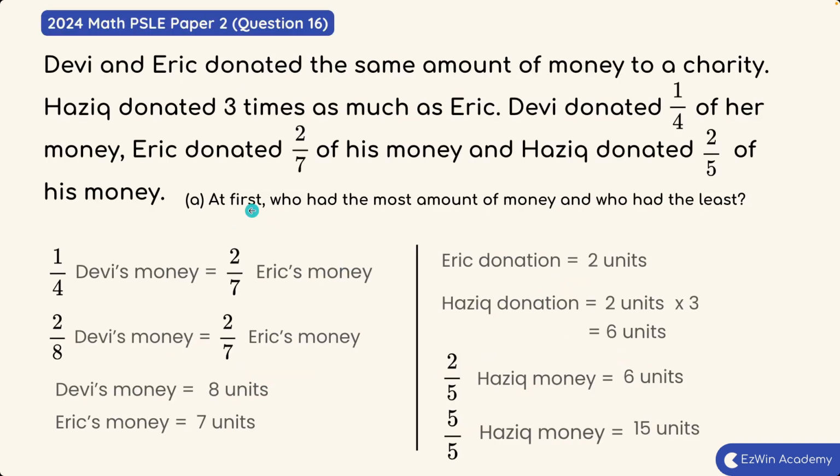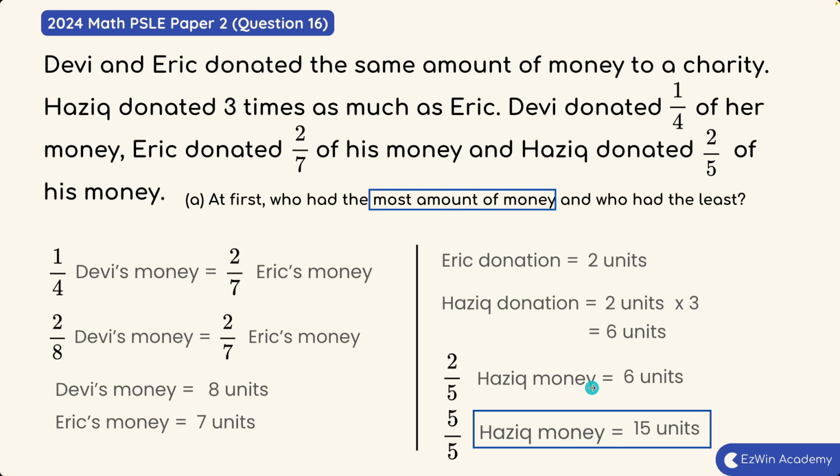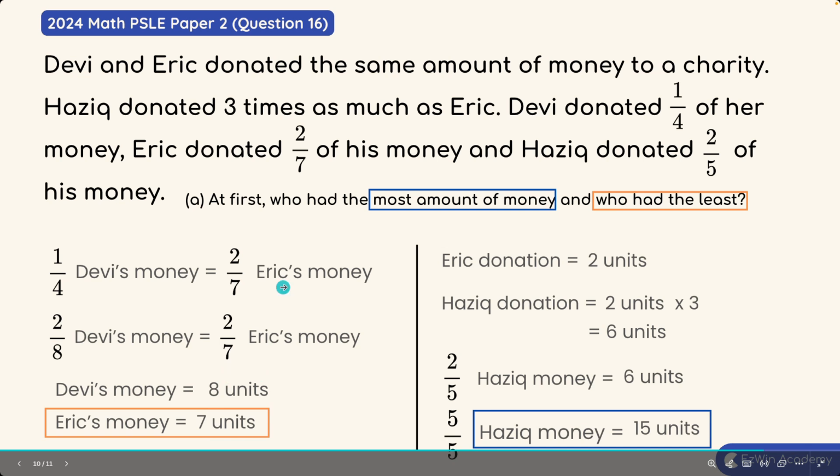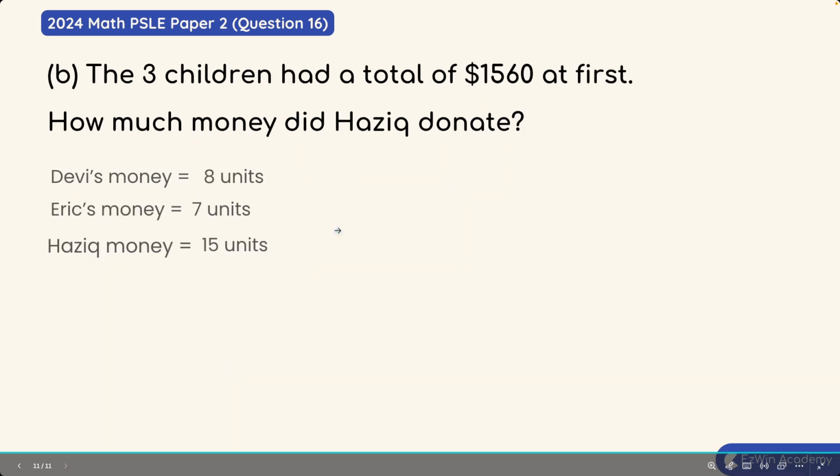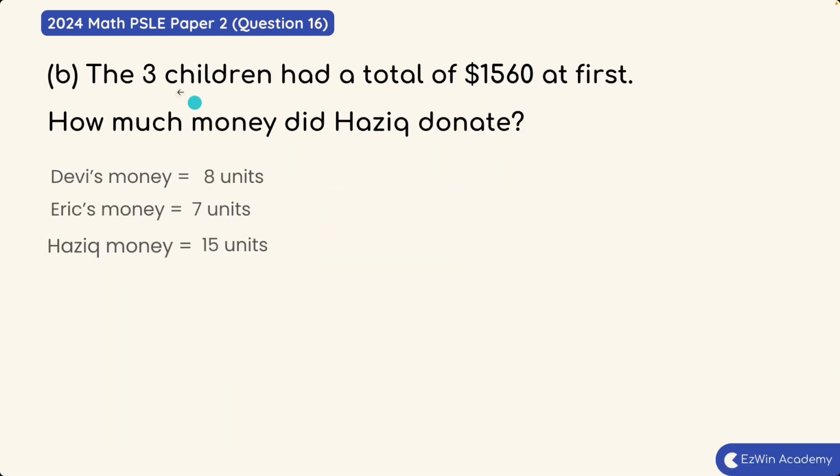So now to answer the question, who had the most amount of money? The answer is Hazik. Very, very rich. Then who had the least amount of money? That is Eric, because Eric has the least amount, which is 7 units. The next part of the question is that the 3 children had a total of $1,560 at first. How much money did Hazik donate?